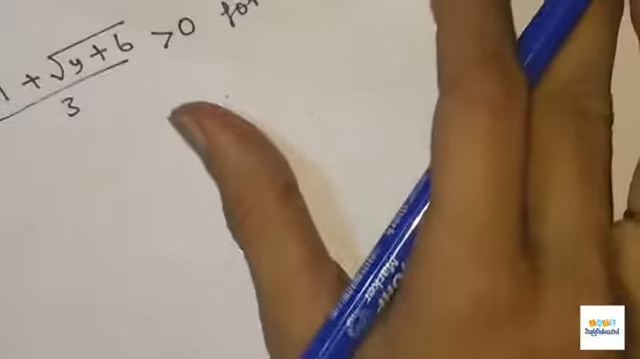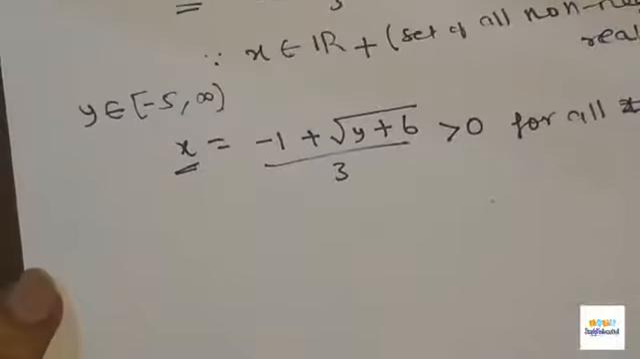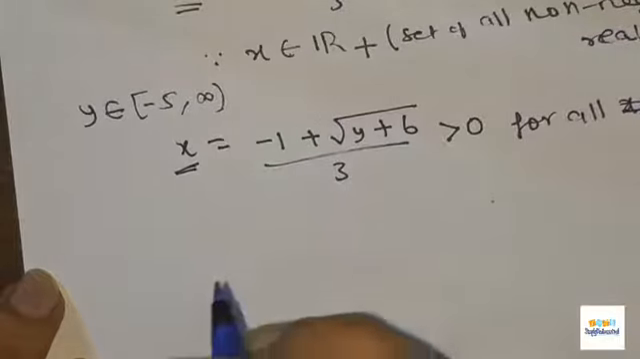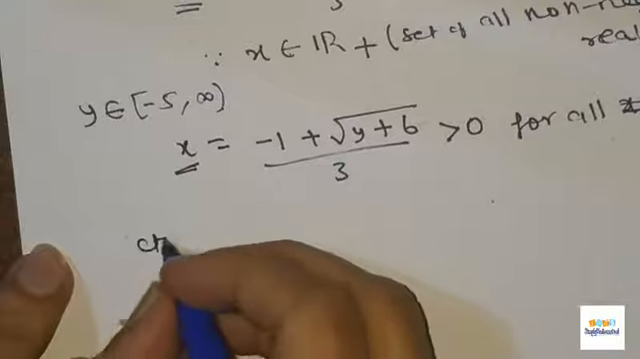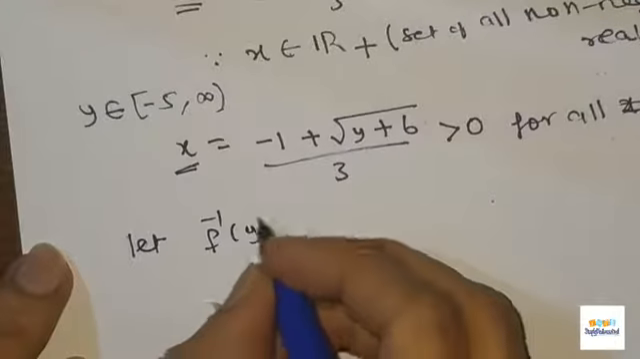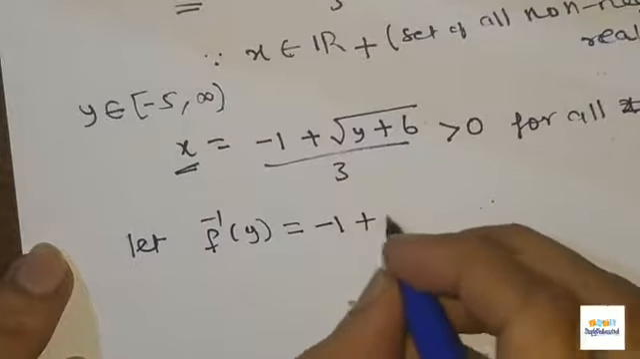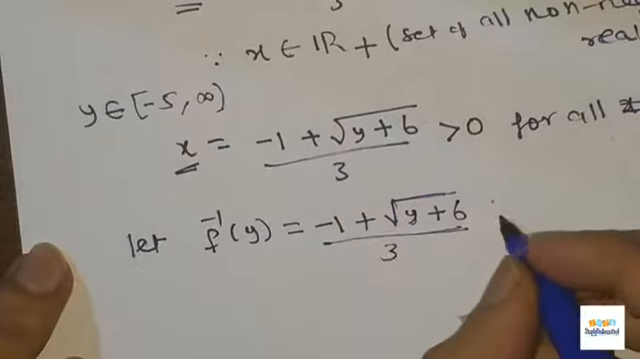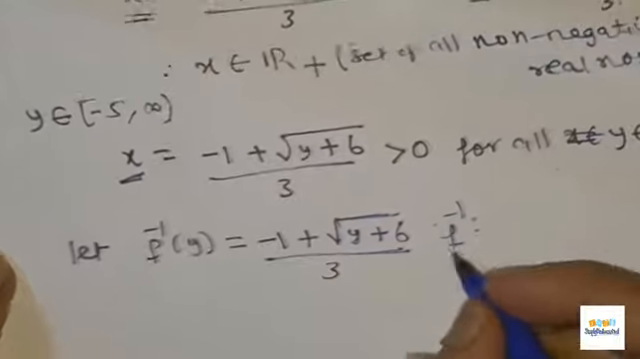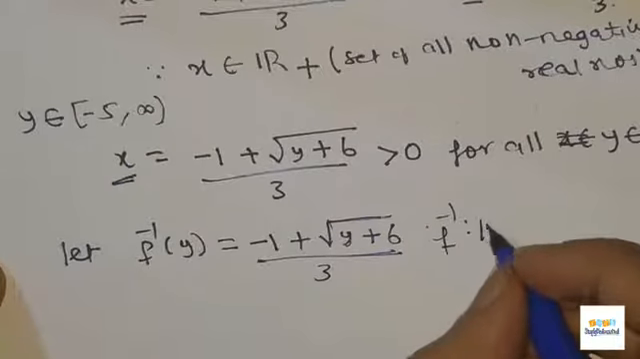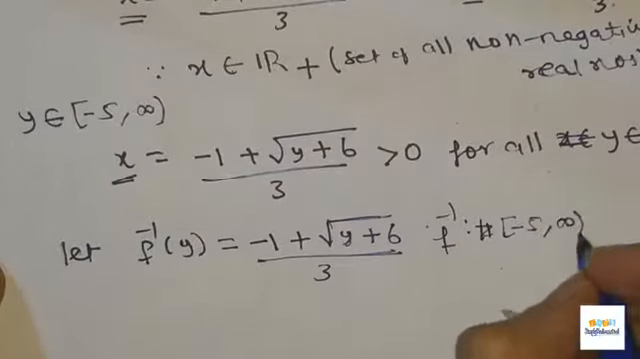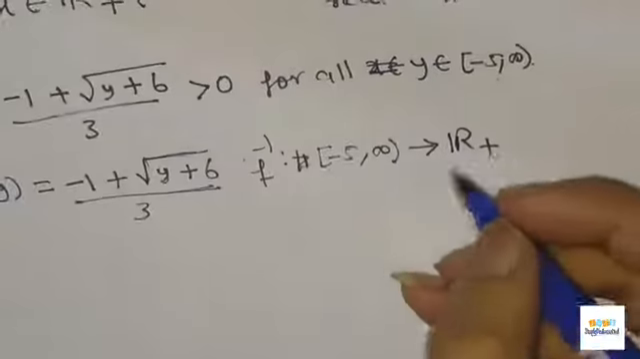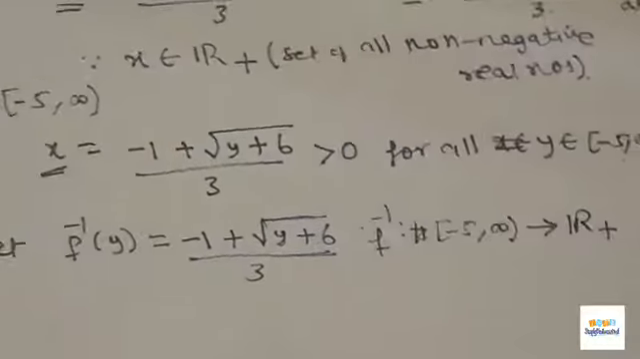Now, if you observe this, we can take it as a function of y, right? So let f inverse y be equal to minus 1 plus root of y plus 6 divided by 3. Now this f inverse is from where to where? It is from minus 5 to infinity to R plus. Now why we have selected this function as inverse, let us see.